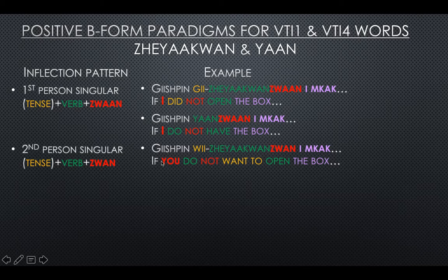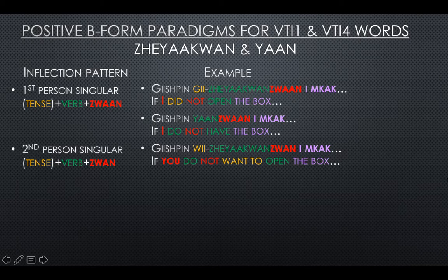So gishpen is if, wi is our indefinite future tense, meaning want to. Jea kwan, present tense, or yeah, I guess so. Open. Zwan is you and not simultaneously. It's the negative you. And im kuk means the box.